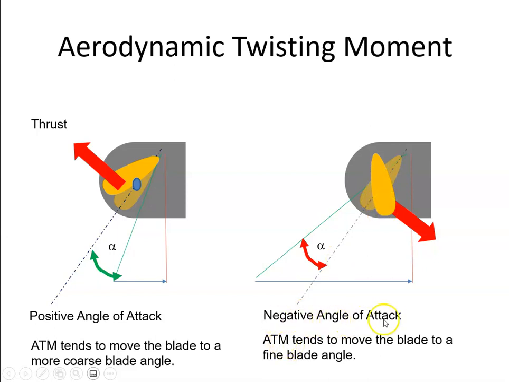So if we have a negative angle of attack, the aerodynamic twisting moment tends to move the blade to a fine blade angle. So just to recap, aerodynamic twisting moment normally wants to increase the blade angle, but if we have a negative angle of attack, it will want to decrease the blade angle and move it towards a more fine position.